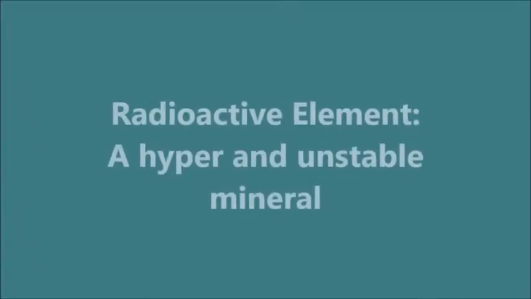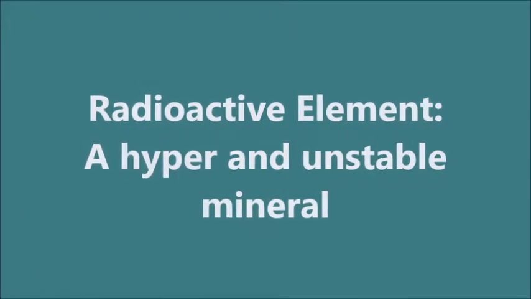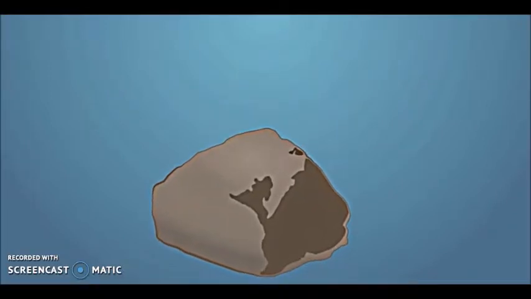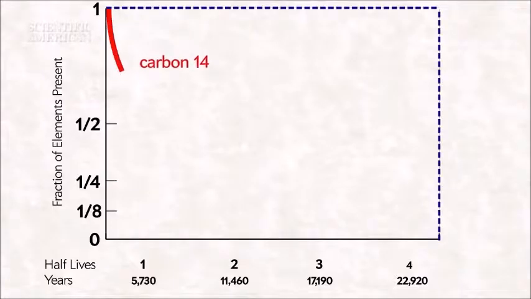Well, first of all, what is a radioactive element? A radioactive element is a hyper and unstable mineral. There can also be multiple variations of an element. This is called an isotope. Before an isotope undergoes decay, it is called a parent isotope. Once this parent isotope releases particles such as protons, neutrons, and electrons, it has transformed itself into the daughter isotope. This process always occurs at a constant rate, which helps scientists determine the age of minerals.